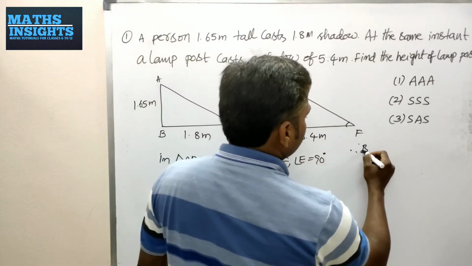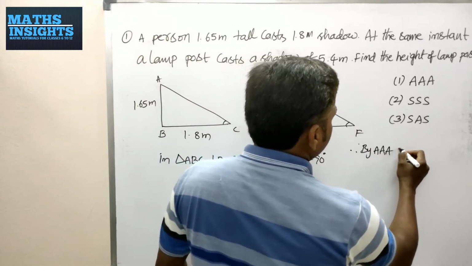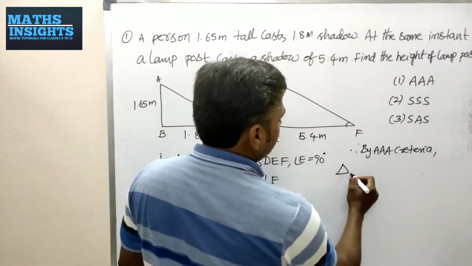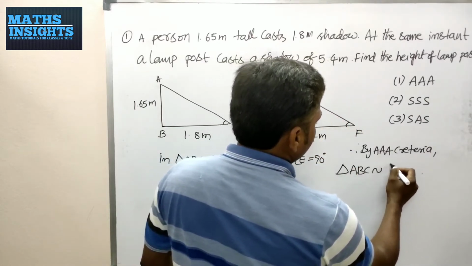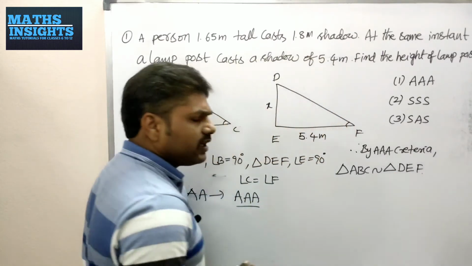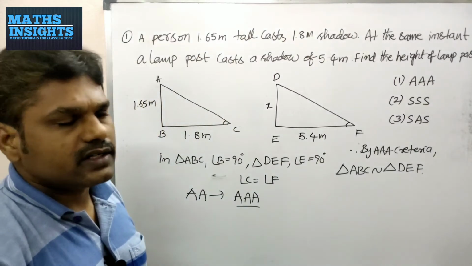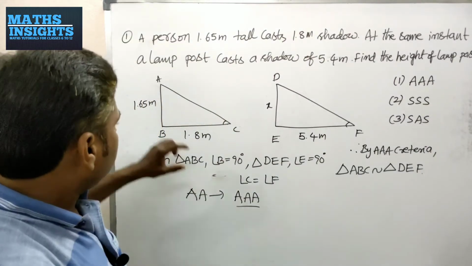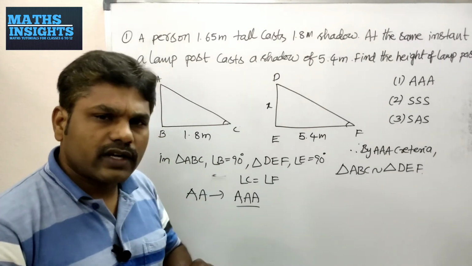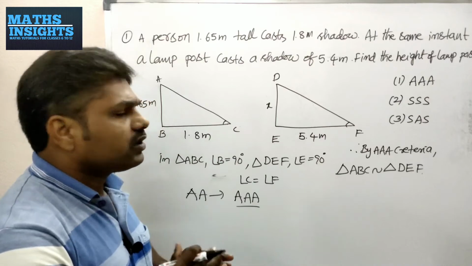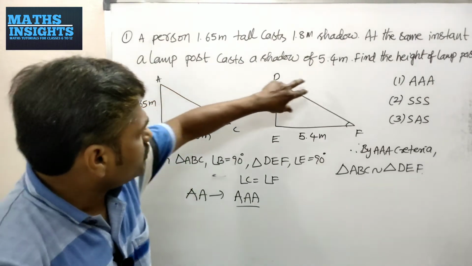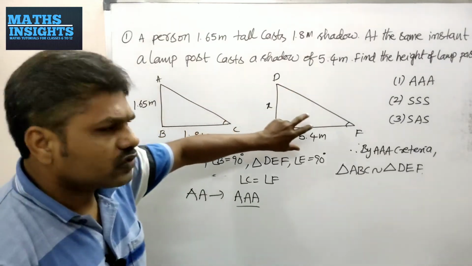Therefore by AAA criteria, triangle ABC is similar to triangle DEF. Automatically the ratio of corresponding sides will become equal. We have three pairs of corresponding sides, but we will take only two ratios which are useful to us. This one is not useful, these two are useful.